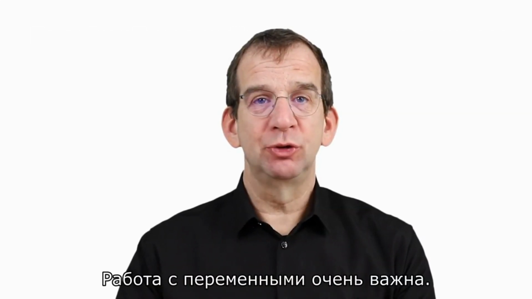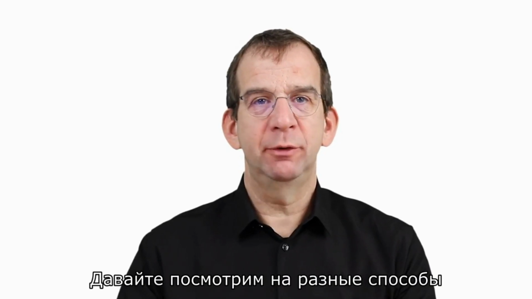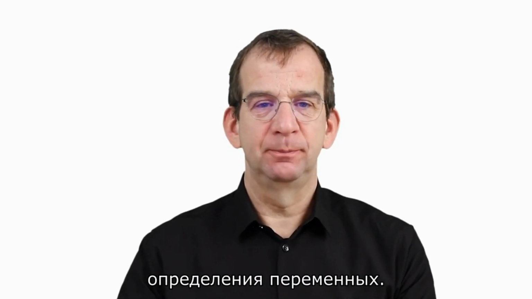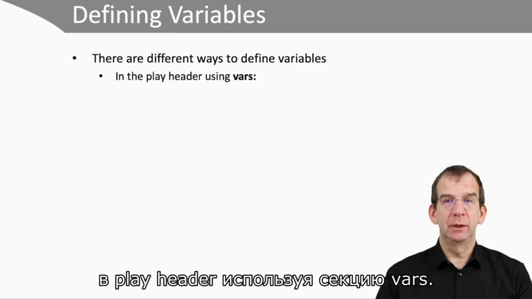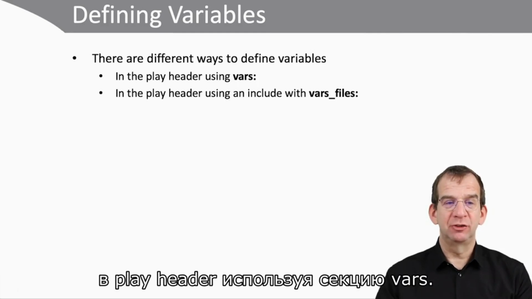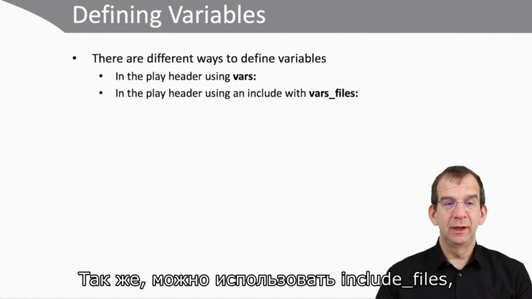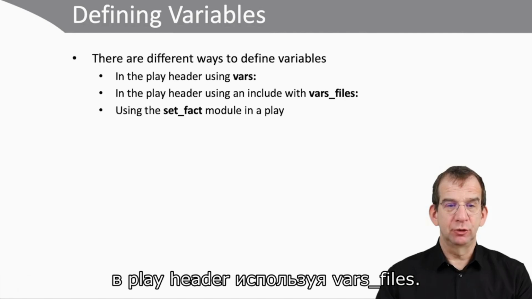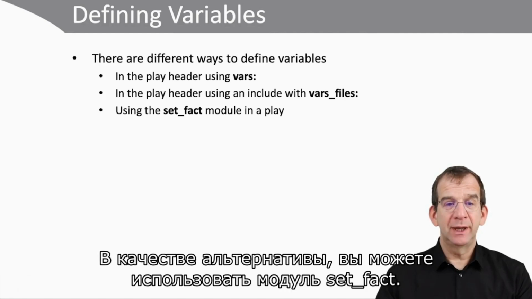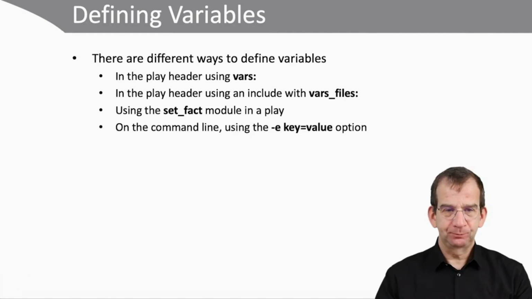So working with variables is important. Let's have a look at the different ways variables can be defined. To start with, you can simply define the variable in a play header using a vars section. Also, you can work with include files, and in the play header use vars_files. As an alternative, you can use a set_fact module.